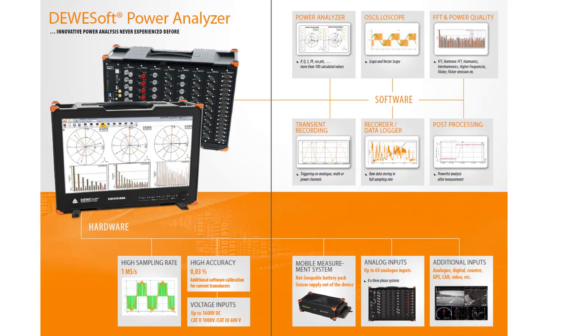And then we can combine the existing system also with batteries to get a mobile measurement system. We can go up to 64 channels in one device, and then combine it with the next 64 channels and so on. And we can add analog, digital, counter, GPS, CAN, video, also completely synchronized.